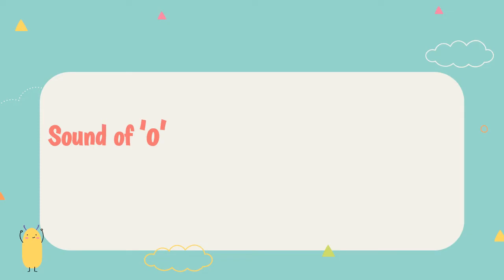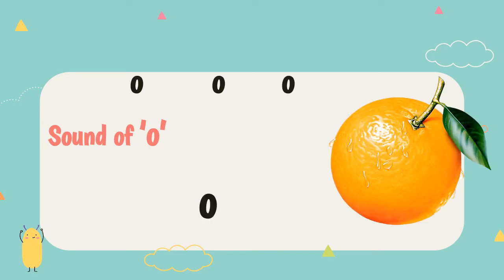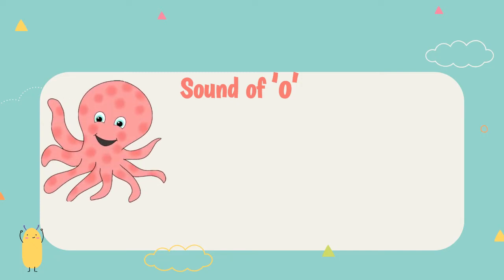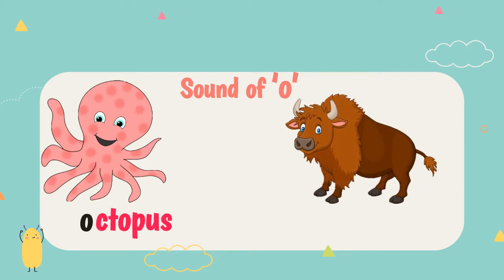The sound of O, O. Orange. Another example, O, octopus. O, ox.